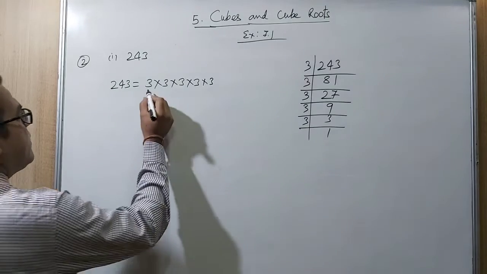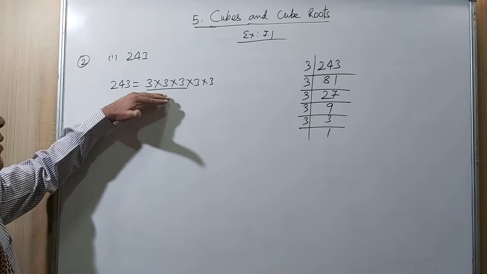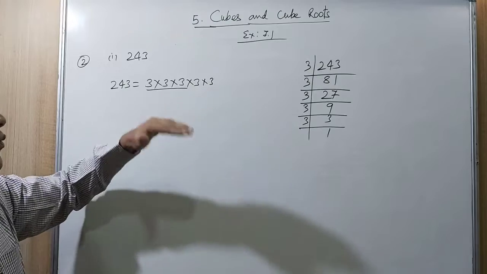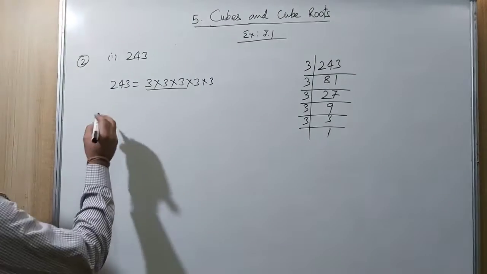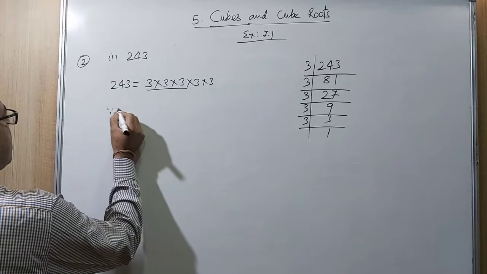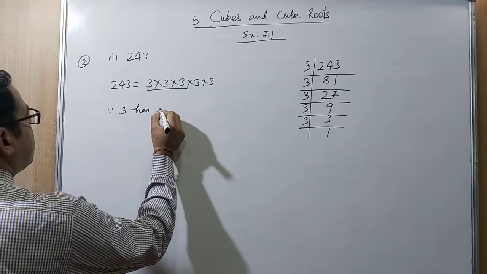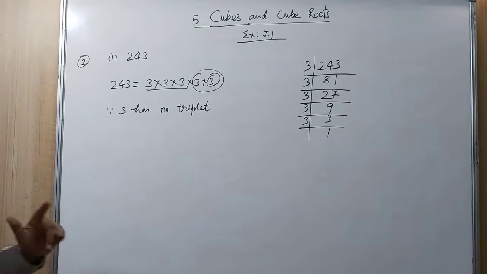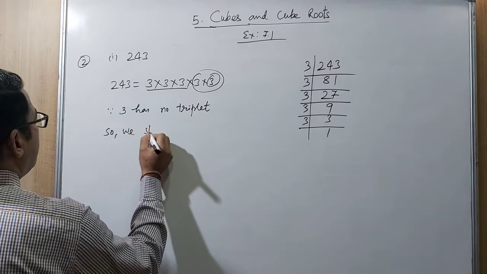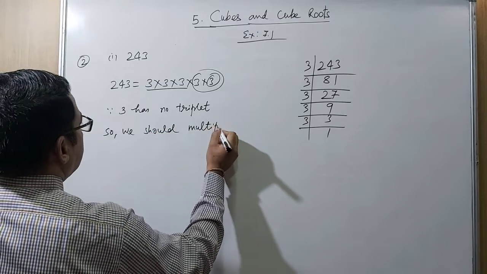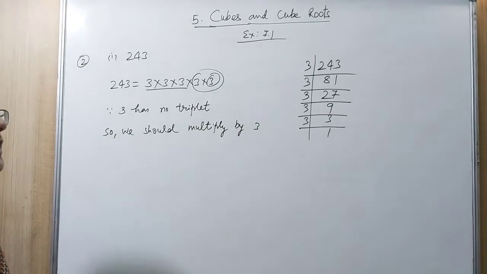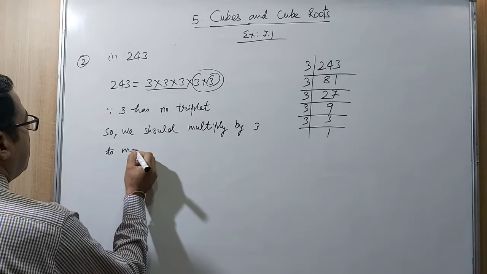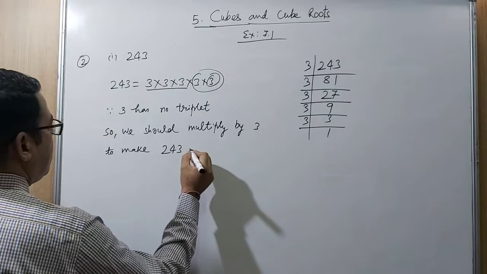Now let's make triplets. We are able to make only one triplet of this 3. Here one 3 is short. We are unable to make a triplet for this 3. So if we have one more 3, then only we can make a triplet. Since this 3 has no triplet, it means one 3 is missing. So we should multiply by 3. If we have one more 3, then only we can make triplets of 3. So we should multiply by 3 to make 243 a perfect cube.